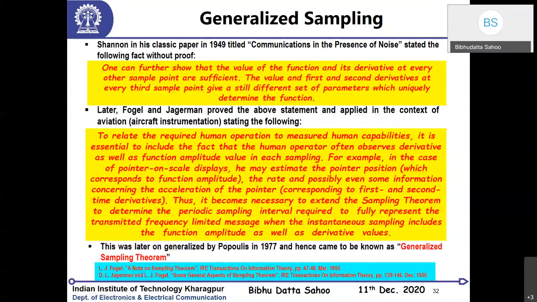So what he tried to say in 1949 is that if I have to sample a signal, if I have a signal of bandwidth 50 megahertz, ideally I'm supposed to sample it at 100 megahertz.